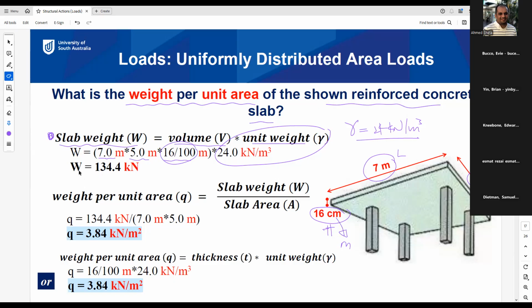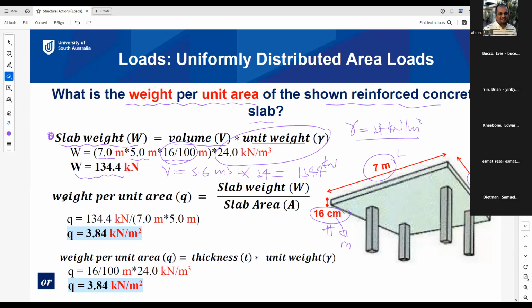So the total weight of this slab will be 7 by 5 by 0.16, if we want to get it step by step. So the volume itself will be 5.6 meter cubed, times 24, which is gamma, gives us a value of 134.4 kilonewton. So this is how to find the slab weight.